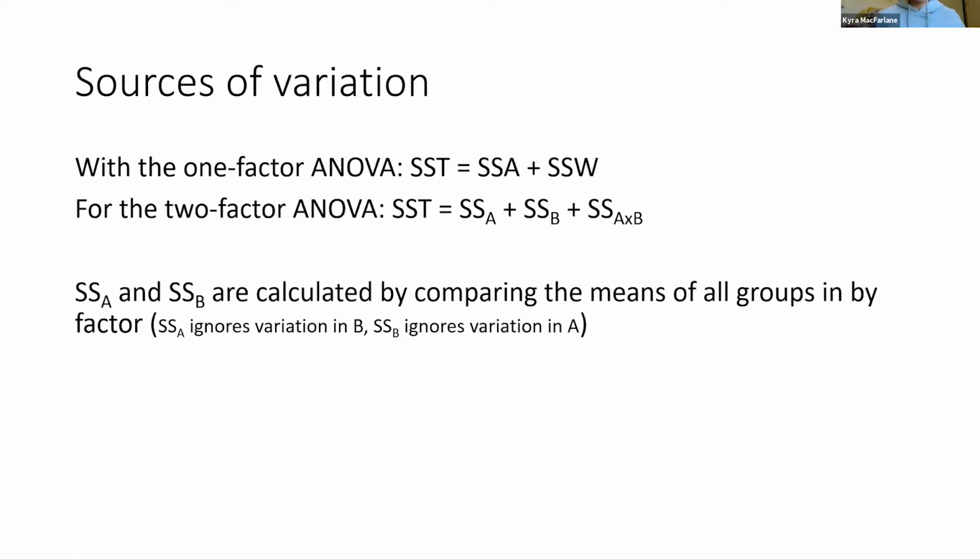So let's look at some of these sources of variation. When we did the one factor ANOVA, we had these sum of squares terms, remember? The general format for a sum of squares is you have some sort of value minus some sort of mean, squared, and you're summing them up. It is a sum of squares.